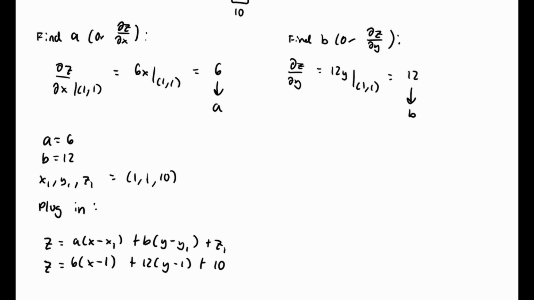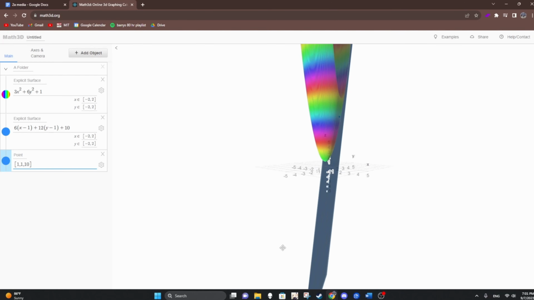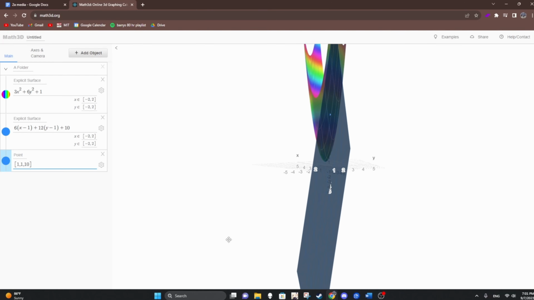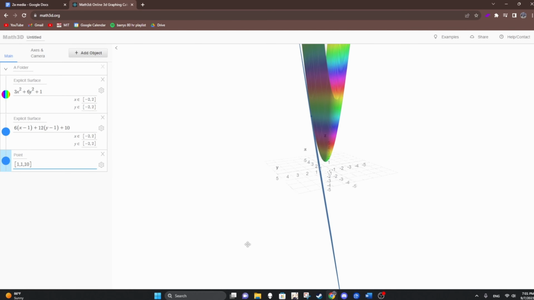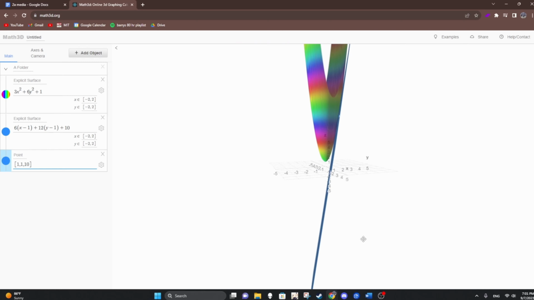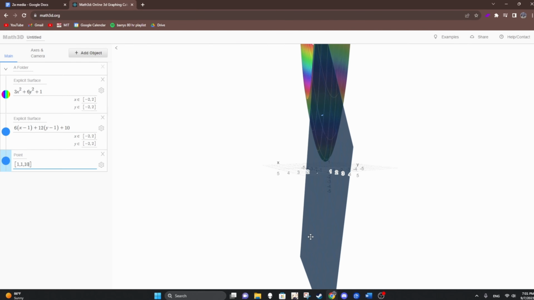Now looking at the math 3D, we can see that the plane comes very, very close to the actual graph itself. That's what makes it such a good approximation. This formula comes in handy when you have complicated functions that you would want a good approximation for the z value on.